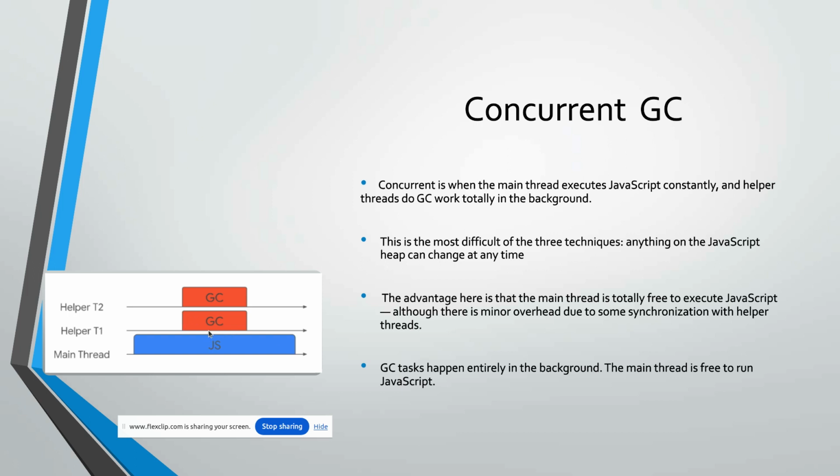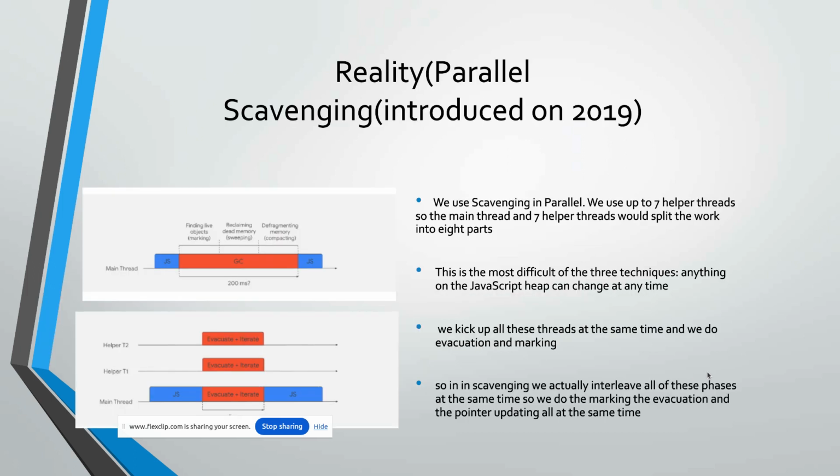If there's a block on it, a stop-the-world event, there's a jank, and that could directly affect the user experience. You don't want that. Your boss doesn't want that. So GC happens in the background, and the main thread is free to run JavaScript.